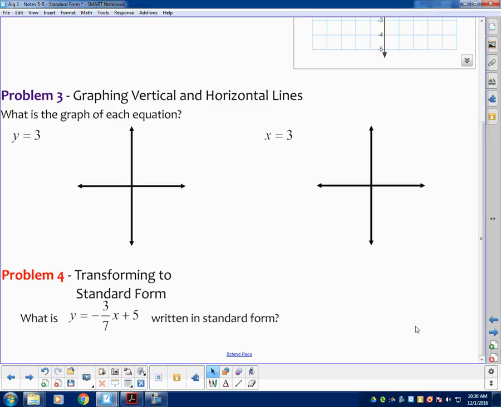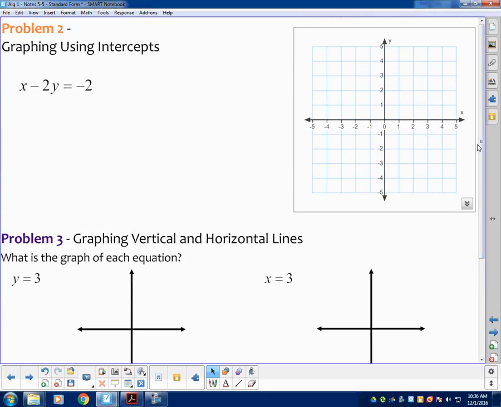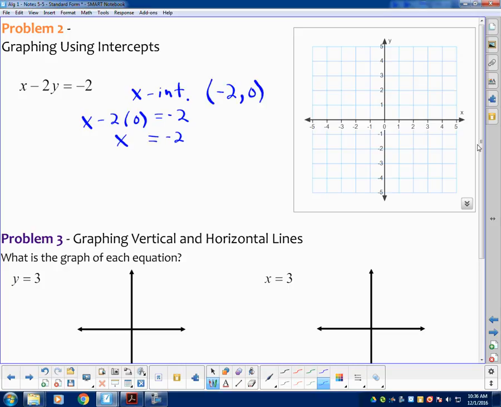All right, here we go. On this one, problem number 2, we're going to go ahead and graph using the intercepts. So I have x minus 2y equals -2. It's in standard form. To find the x-intercept, I'm going to plug in 0 for y and solve for x. So it'll look like this. x minus 2 times 0 equals -2. 2 times 0 is 0, so I just get x equals -2. So my x-intercept is -2, 0.